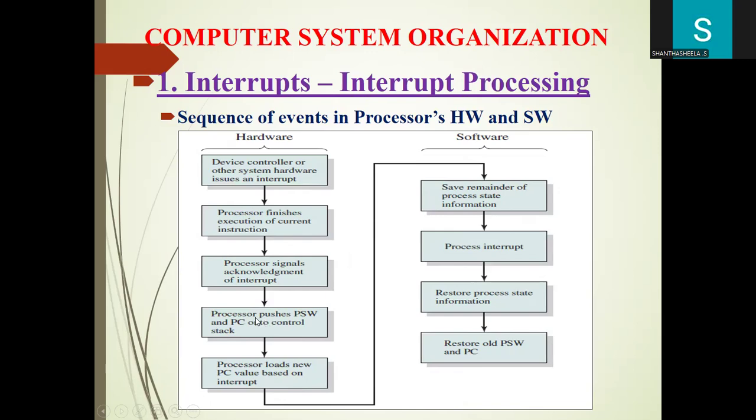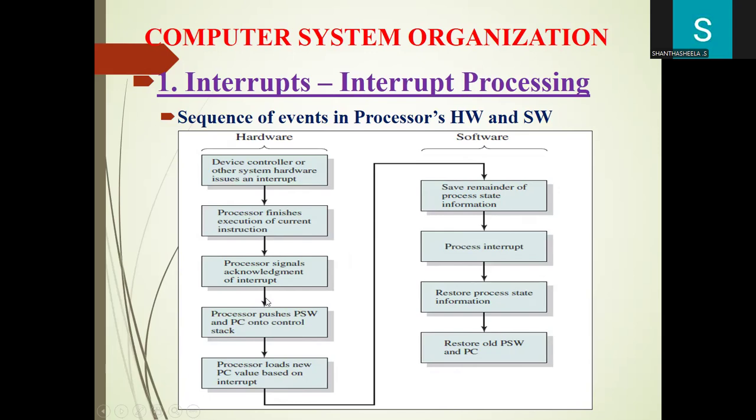After sending the acknowledgement signal, it has to resume its execution after the interrupt is serviced. For that, it will push the program status word and the program counter onto the control stack. The control stack is nothing but a portion of the memory in which the program status word of the currently executed instruction and the program counter are stored. Obviously, we know that the program counter is a register that holds the address of the next instruction to be executed.